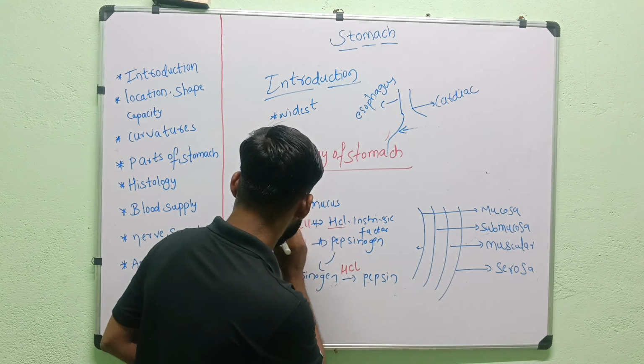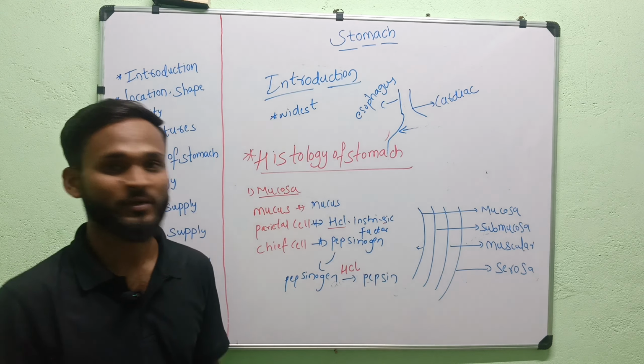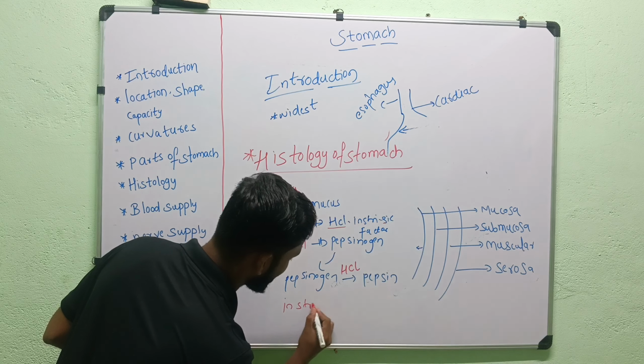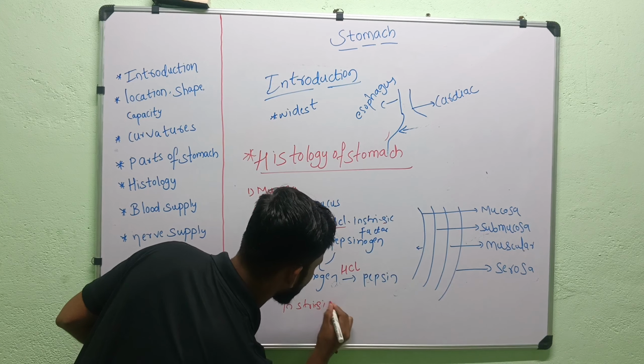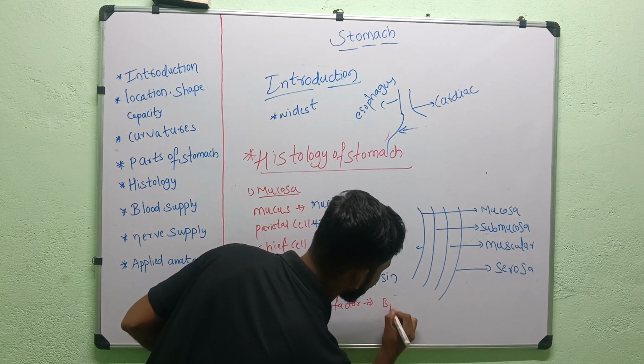And next one is the parietal cells, which are going to secrete the intrinsic factor, which is helpful for the absorption of vitamin B12. The intrinsic factor is helpful for the absorption of your vitamin B12.